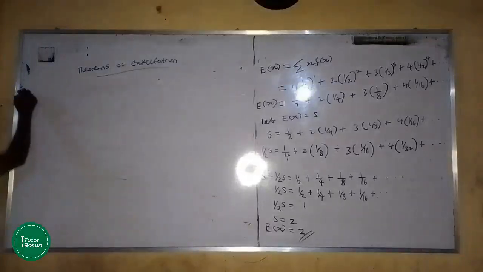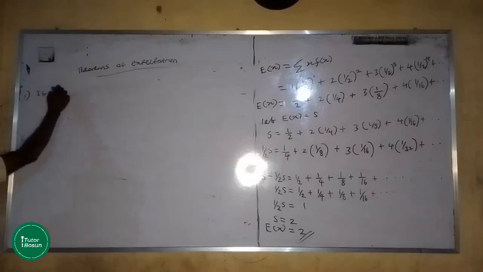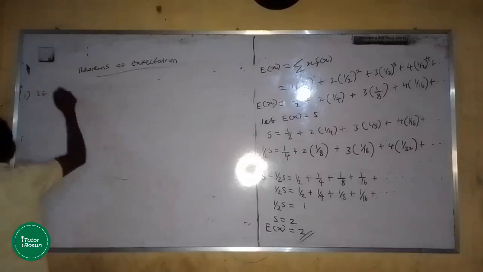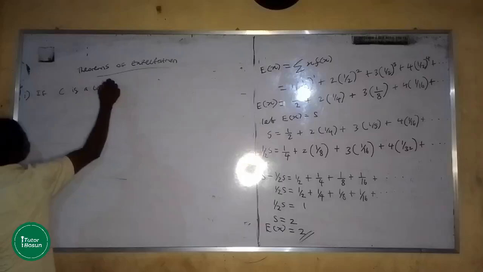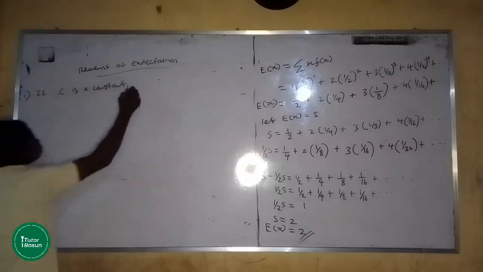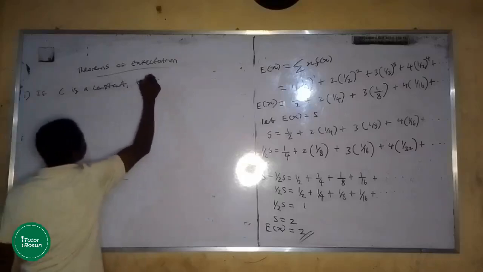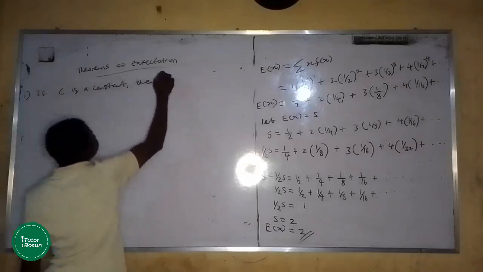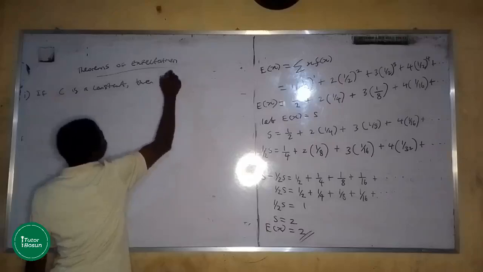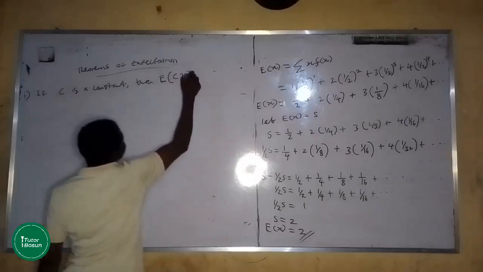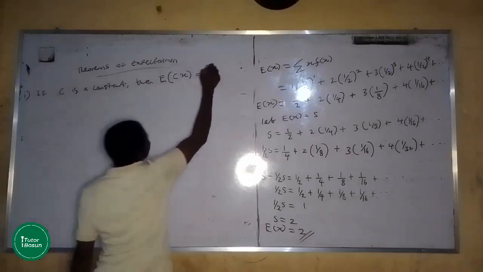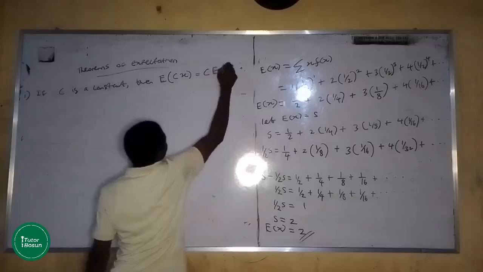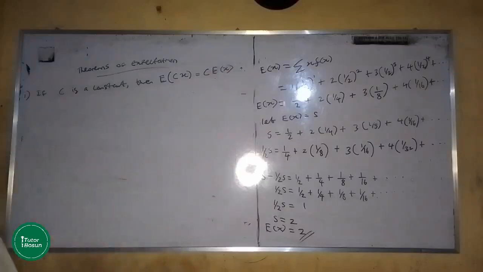So the first theorem of expectation says if C is a constant, then the expected value of C times x will be equal to C times the expected value of x. So that's what the first theorem says.